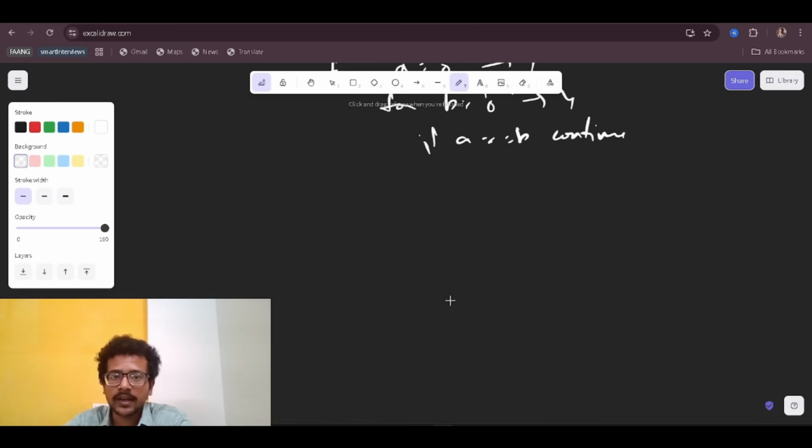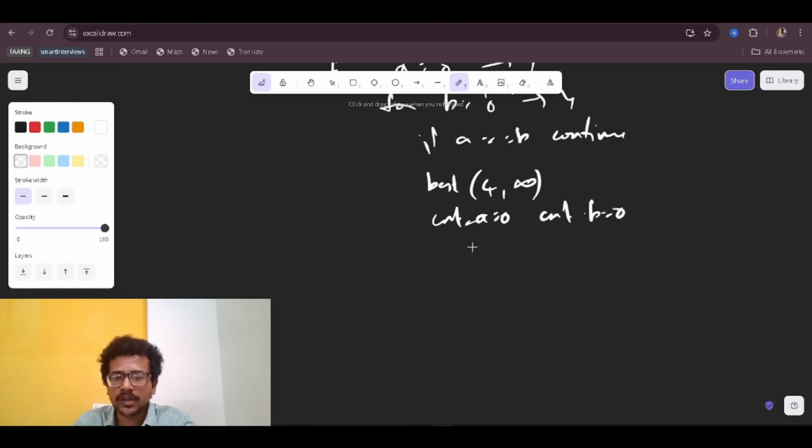The first thing is best of size 4, initializing everything with infinite. Now, after that, I would consider count A is equal to 0, count B is equal to 0, previous A is equal to 0, and previous B is equal to 0. These are the counts that I am considering.